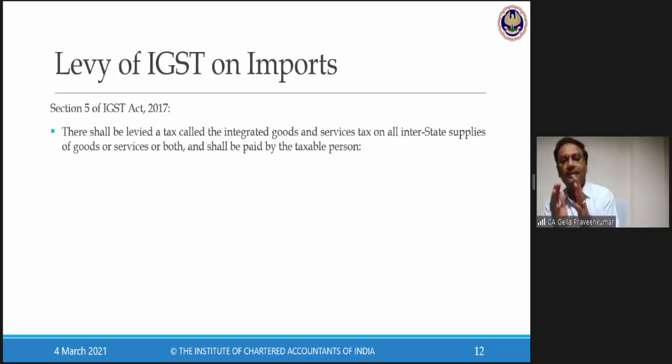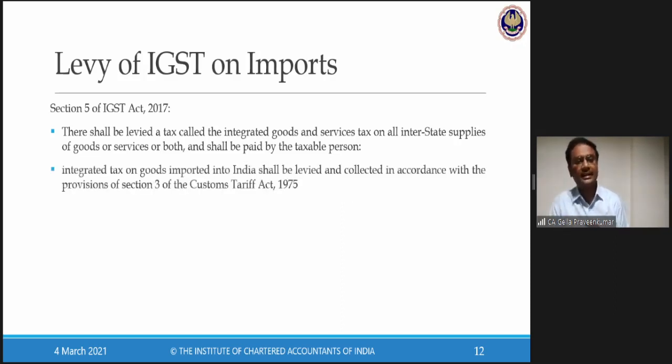Section 5 of my IGST Act, as I say, the moment I say there is a constitutional authority, my Section 5 comes into picture, which defines the levy of IGST on imports. It says, there shall be levied a tax called IGST on what? On all interstate supply of goods or services or both, and shall be paid by the taxable person.